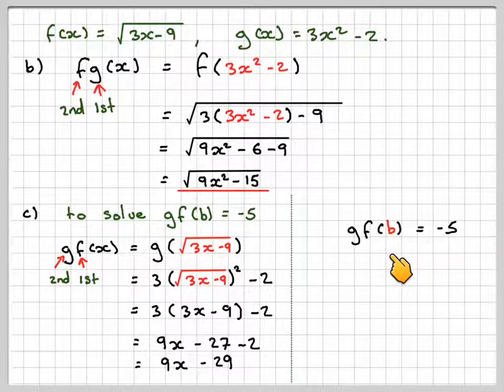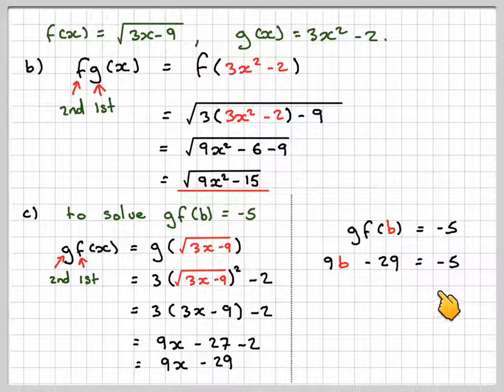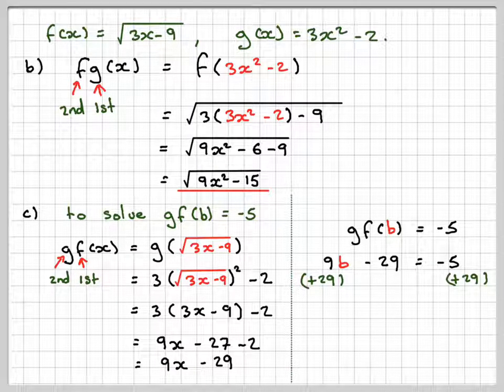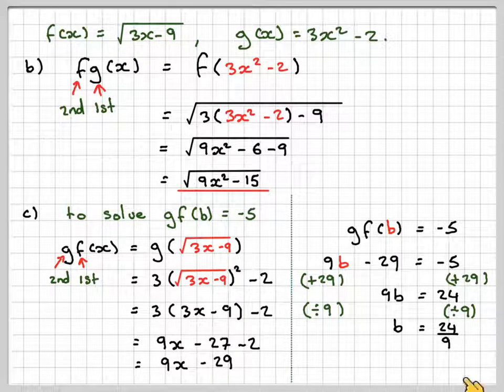But instead of using x, we're going to use b, because that means put a b in it. So it becomes 9b minus 29 is equal to minus 5. Adding 29 to both sides, we're going to get 9b is going to be minus 5 plus 29, which is 24. Dividing by 9, we're going to get that b is 24 divided by 9. b is going to be 8 over 3 when you cancel down by 3.